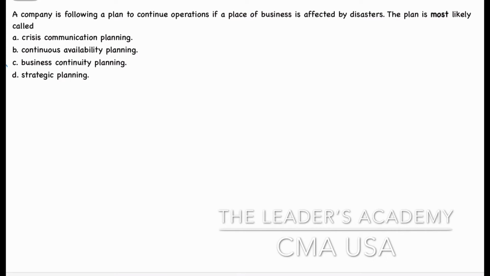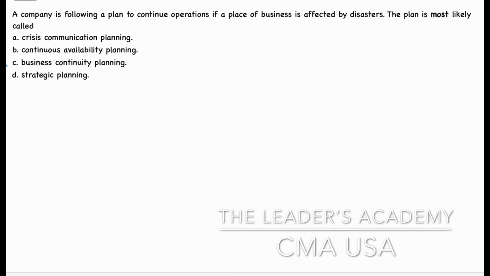A company is following a plan to continue operations if a place of business is affected by disasters. The plan is most likely called option A, crisis communication planning, option B, continuous availability planning, option C, business continuity planning, option D, strategic planning.